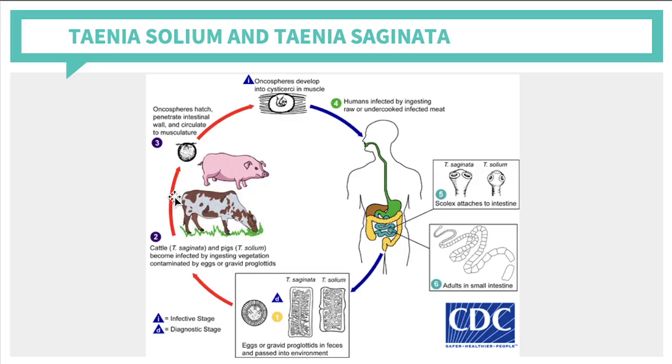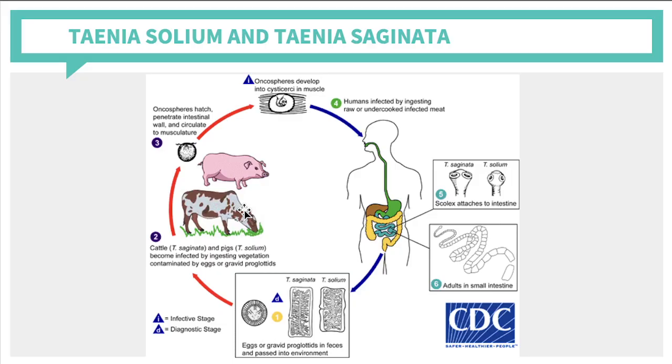Okay, how does the infection begin? Please take note that the eggs, or the gravid proglottids that contain the eggs, will be passed into the environment, and that will now infect the cattle or the pig, depending on the species. When we are referring to Taenia solium, that's going to be for pigs. For cattle, that's going to be for Taenia saginata.